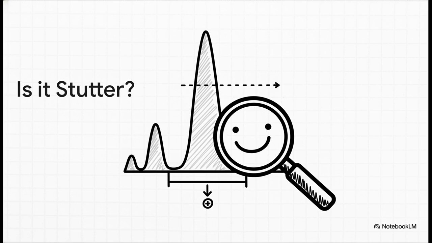The test is really simple. First, is the mystery peak one repeat unit smaller than a real allele right next to it? And second, is its height less than about 15% of that main peak? If your answer is yes to both, it's stutter. You can just filter it out.